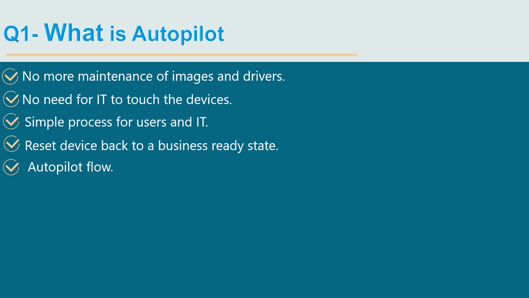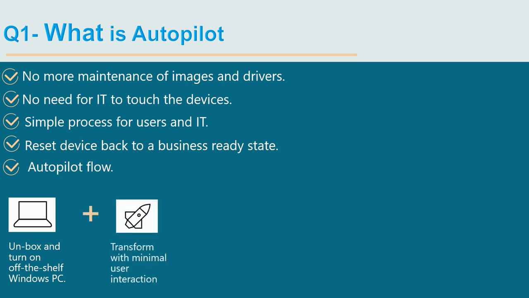So now here's the Autopilot flow, how Autopilot works. You have the device, you unbox it, and then transform it with minimum user interaction. The user gets the device, with no need for IT help. You just turn on the device, enter the username and password, follow a few steps and interactions, and then your device will be ready. The device is ready for productive use. So it's very easy and simple.